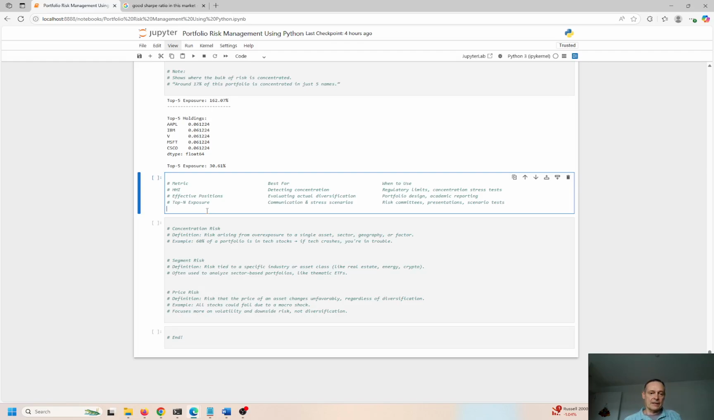Price risk. Basically, this is a risk that the price of an asset changes unfavorably regardless of diversification of the portfolio, right? So if you have a portfolio of bonds and interest rates go up, bond prices will go down. If interest rates go down, bond prices will go up. Okay, but we want to understand, that's a little different, I guess. I'm going off on a tangent, sorry.